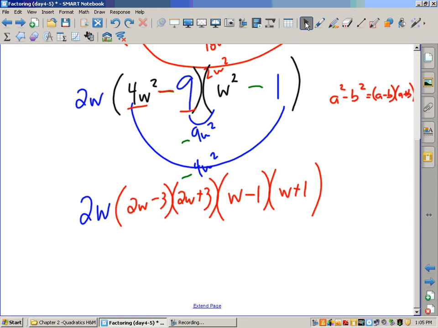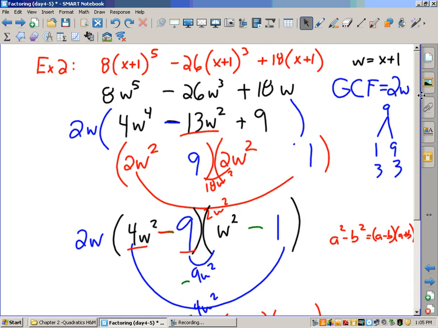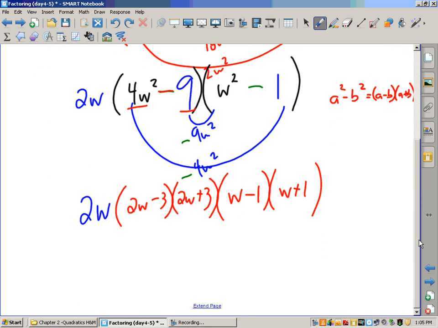What's wrong? You have to put the x plus 1 back there. All right, don't get so excited. You got to the end, and don't forget, we know W was x plus 1. So I gotta come up here and put x plus 1 in here. I'm going to substitute in x plus 1 in all of those spots.